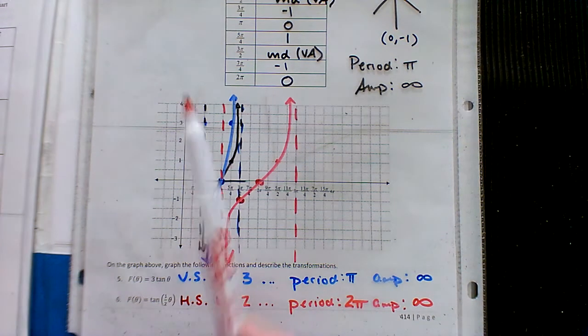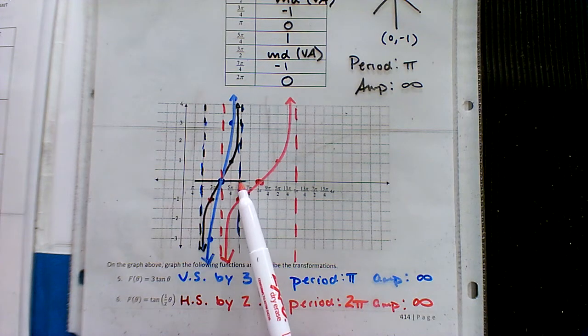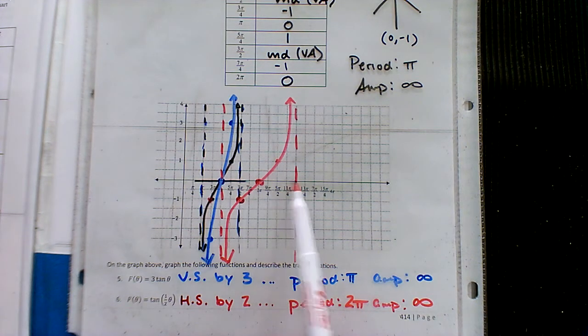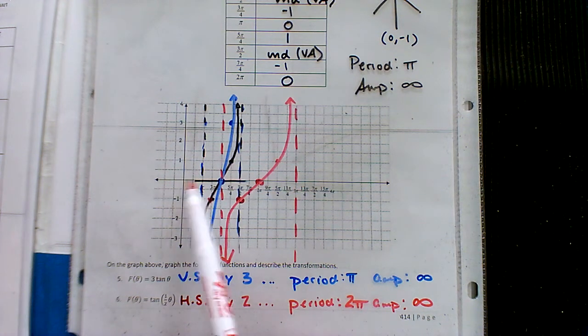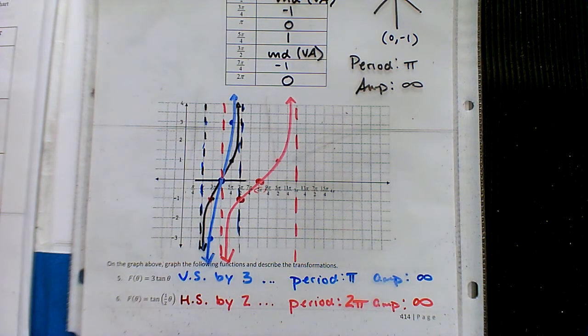Now we can check our work. If you were to count from asymptote to asymptote, that would be 1, 2, 3, 4, 5, 6, 7, 8 units. So if you go back to 0 and count 1, 2, 3, 4, 5, 6, 7, 8 units, notice how you land at 2 pi. Okay, that's how wide your chunk is.